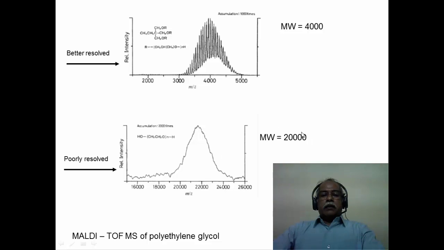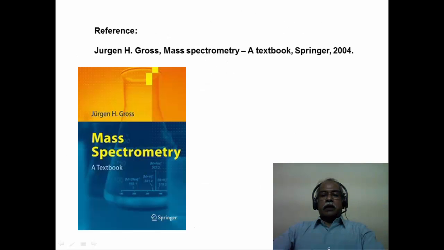With a higher molecular weight polyethylene glycol of 20,000, for example, the resolution is fairly poor in this particular case. This is a fairly well resolved spectrum where you can see the individual molecular weights of the oligomers, whereas here the individual oligomers are not resolved. You just essentially get a Gaussian type of envelope for the entire molecular weight distribution of the polyethylene glycol of this sample.